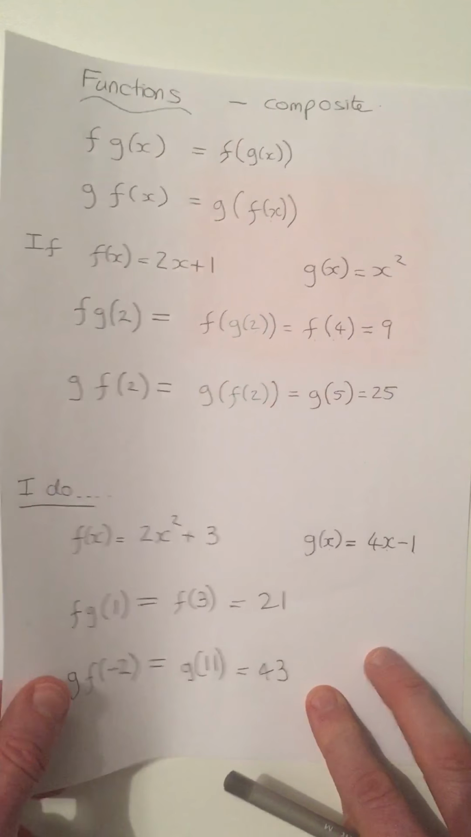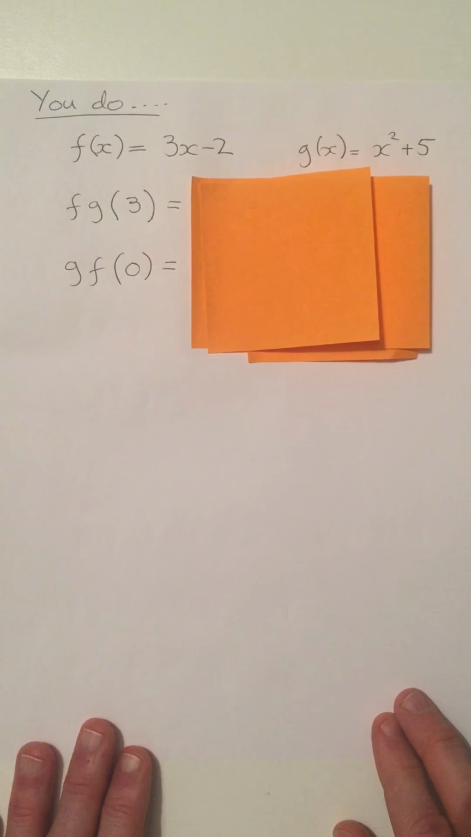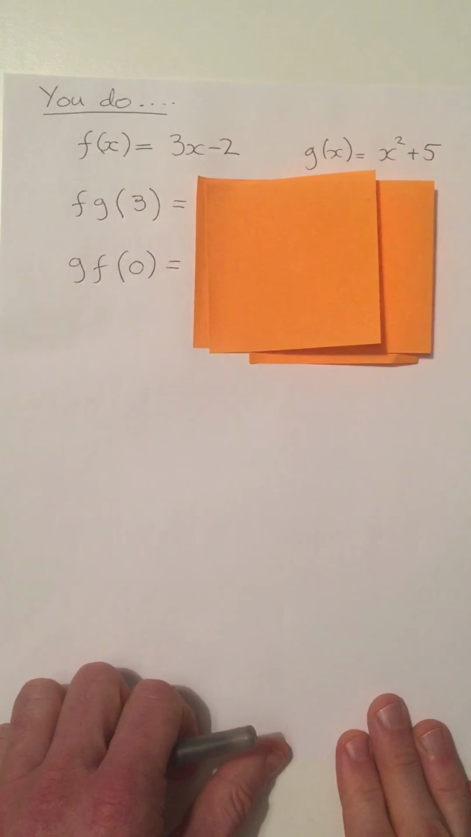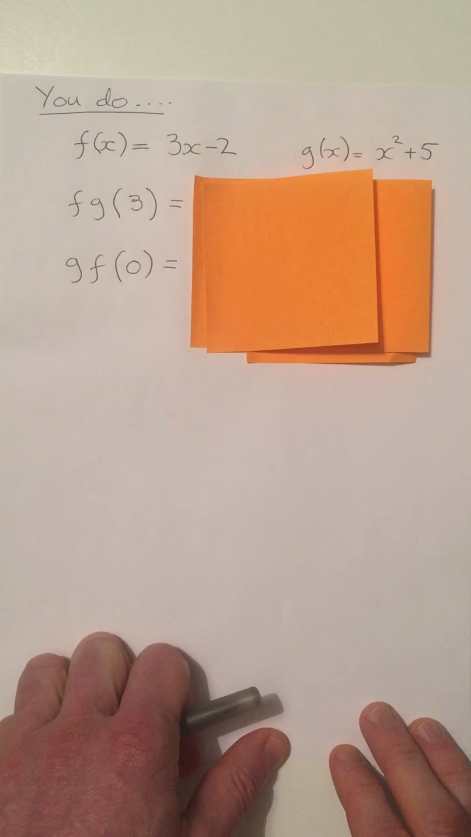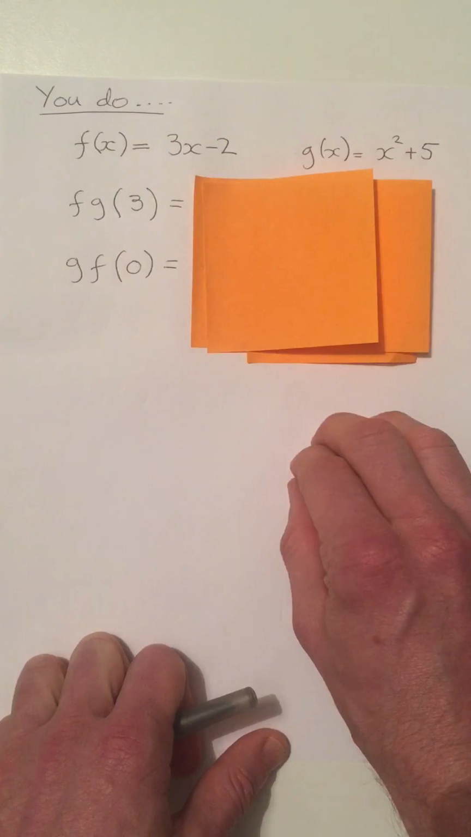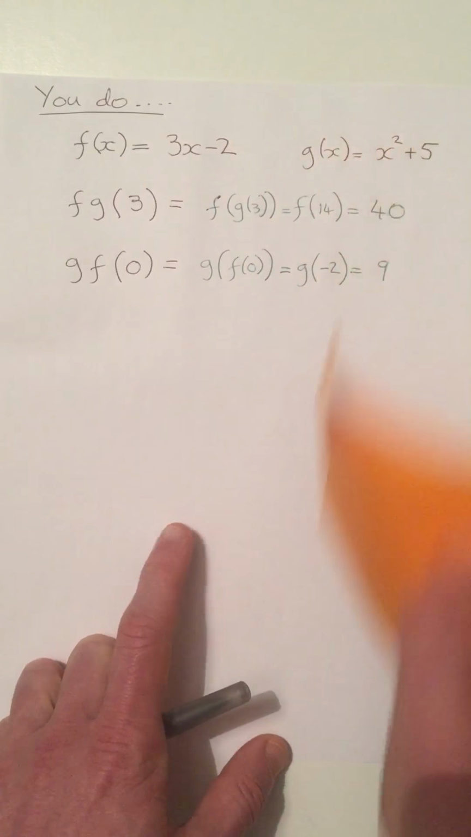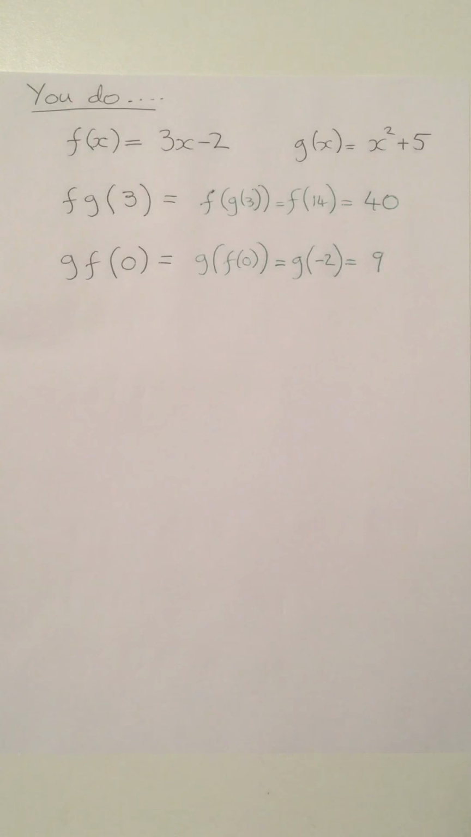Now it's your turn. There's a couple of questions there for you to have a go at. So press pause. Make sure you have a go at both of those questions. When you're ready, press play so you can check to see whether you've got the right answer or not. There we go. So double check to make sure you got that correct. If you didn't, hopefully you can spot your mistake.